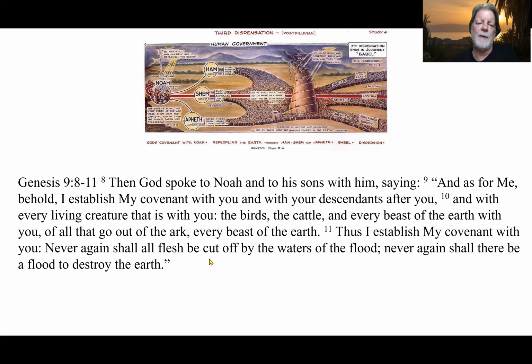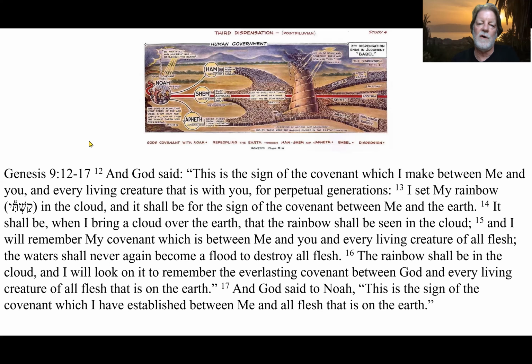Thus I will establish my covenant with you. Never again shall all flesh be cut off by the waters of the flood, and never again shall there be a flood to destroy the earth. Here's where he gets specific and says, I'm not going to send another flood, but the consuming fires of judgment will eventually fall. Chapter 9 continues in verse 12.